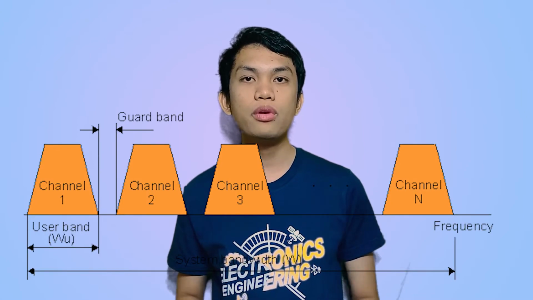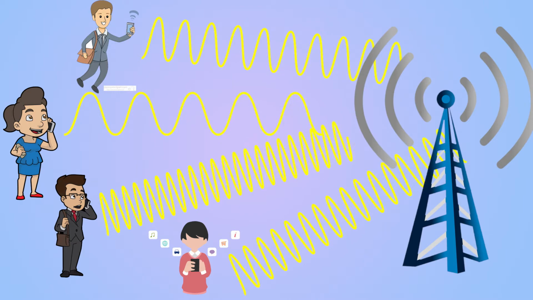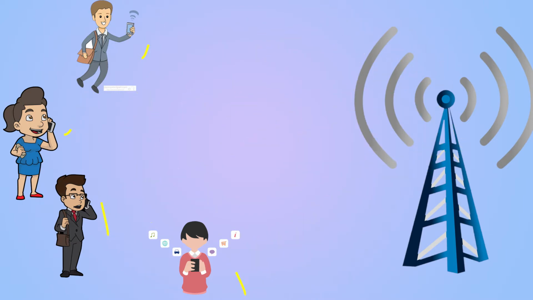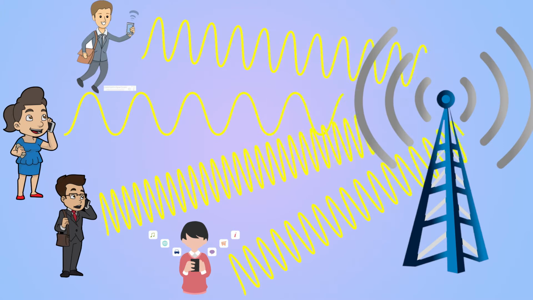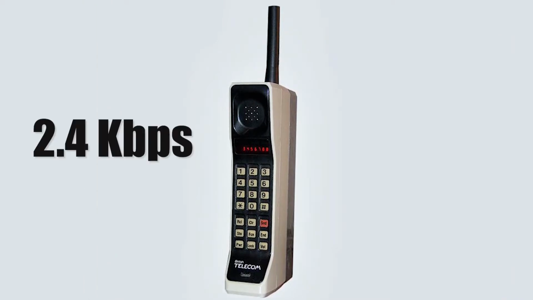It's achieved by dividing the available bandwidth into multiple user band channels that are separated by a guard band to avoid interference. Each user is given a frequency band that is exclusive for them to transmit the data. This technology is used in 1G cellular technology where each user is given a 30 kHz bandwidth that allows a transfer speed of 2.4 kilobits per second.